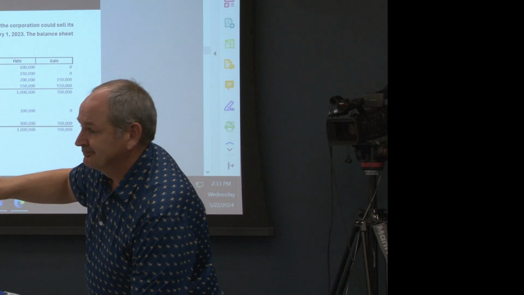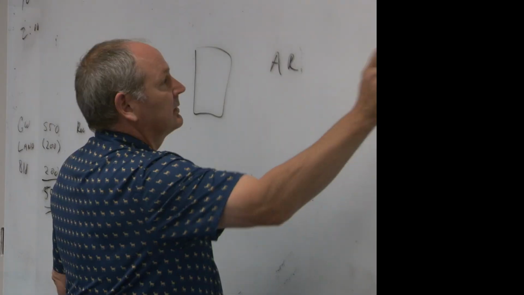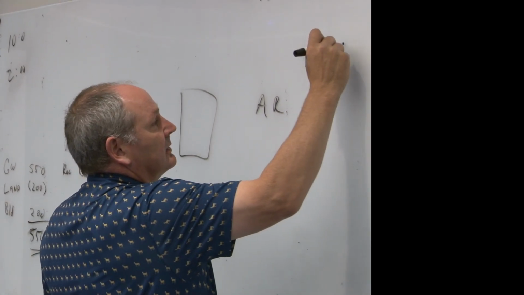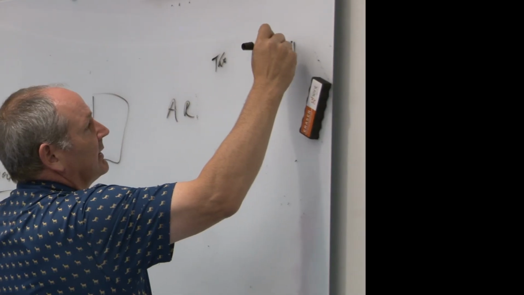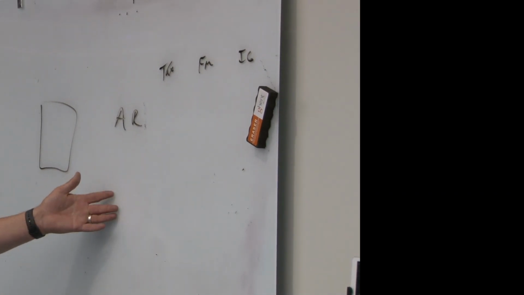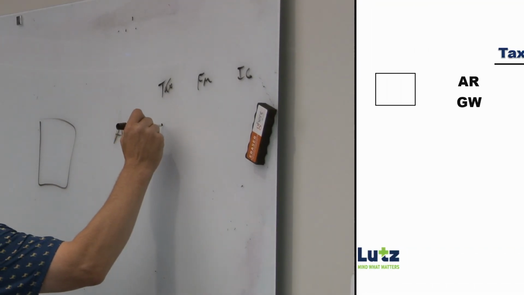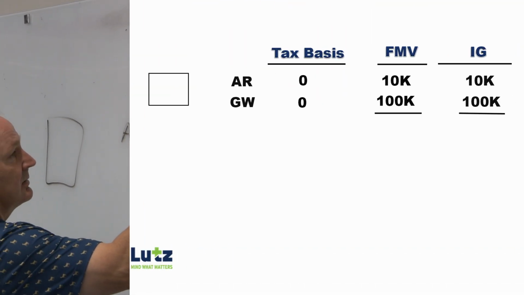So part of the built-in gain process is: what's tax basis? 0. What's fair value? 10. And if we sold that asset at date of conversion, it would be subject to double tax. Therefore, if we transact on that item within the next 5 years, it's going to be subject to built-in gains tax. I'm going to take this one step further to say tax basis, fair market value, inherent gain, because this is the process that we do. And AR is 0, 10,000, 10,000.